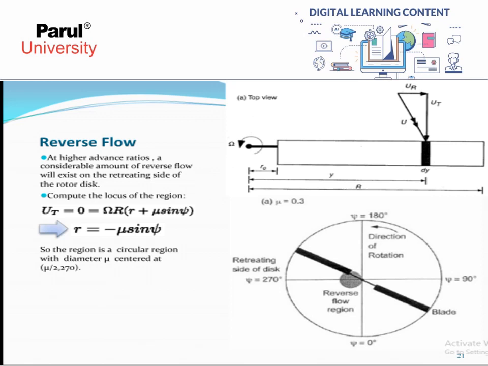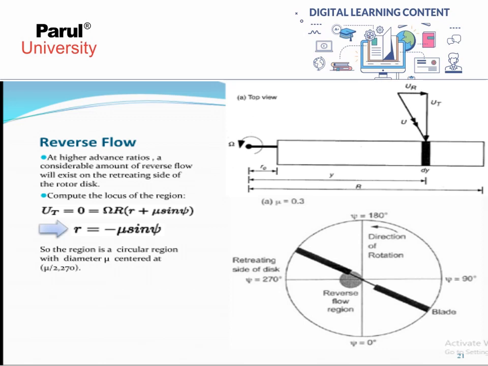At higher advance ratio, a considerable amount of reverse flow will exist on the retreating side of the rotor disc. Compute the locus of the region. Ut equal to 0 gives omega R in bracket r plus mu sin psi equal to 0, so r is equal to minus mu sin psi. So the region is a circular region with diameter mu, centered at mu by 2, 270 degrees.